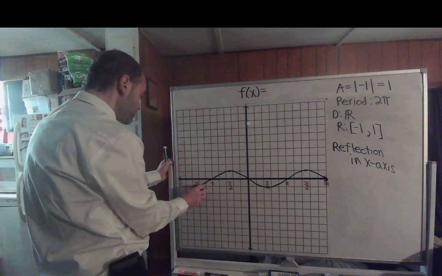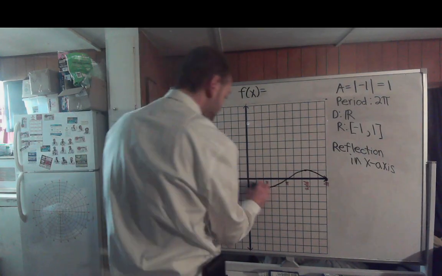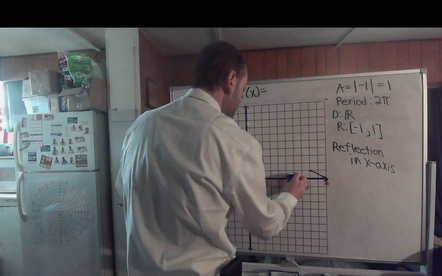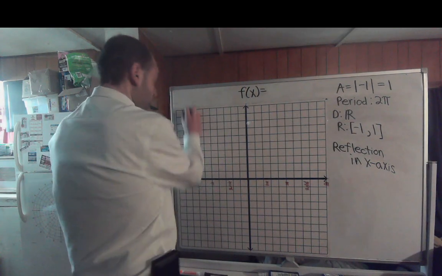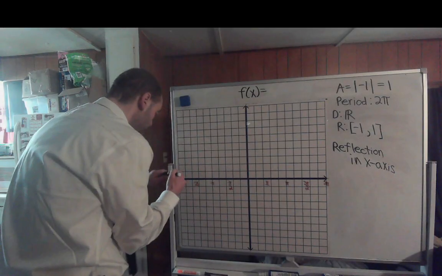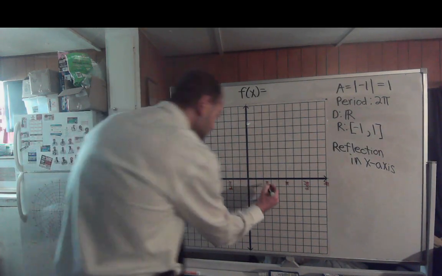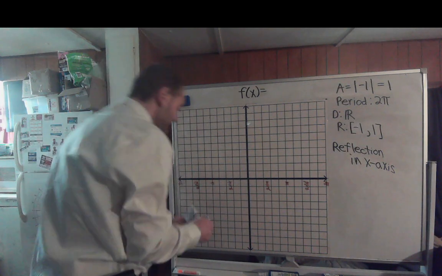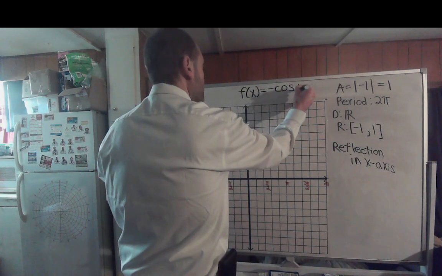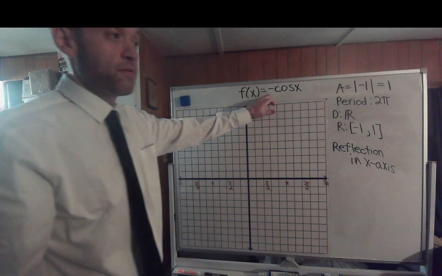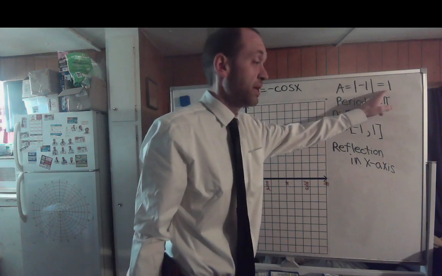I suppose we better do a reflection of the cosine function to show you what that's going to look like. So f of x is going to equal negative of the cosine of x. So we have a negative 1 as our coefficient for cosine of x, so the amplitude is the absolute value of negative 1, still being 1.